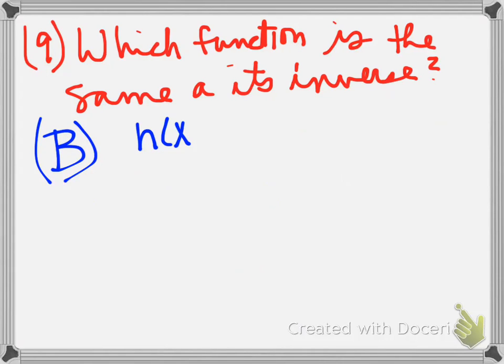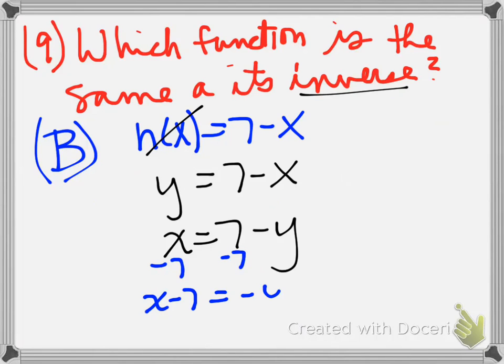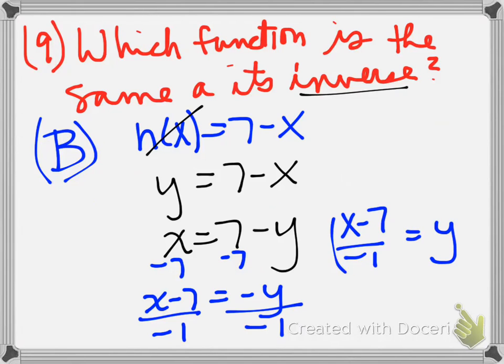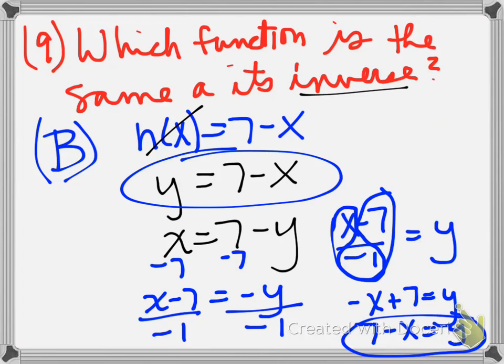If you have h of x equals 7 minus x, I'm first of all going to rewrite this as y equals 7 minus x, and now I need to find its inverse. So I switch the x with the y. Then now y needs to be back by itself, so I'm going to subtract 7. X minus 7 equals negative y. Divide by negative 1 so that y will be by itself. And I have x minus 7 divided by negative 1 equals y. Now, if I divide by negative 1, this is negative x. And if I divide by negative 1, this is plus 7. And if you switch the order, you have 7 minus x equals y, which is the same thing that you started with. So which function is the same as its inverse? Letter B.